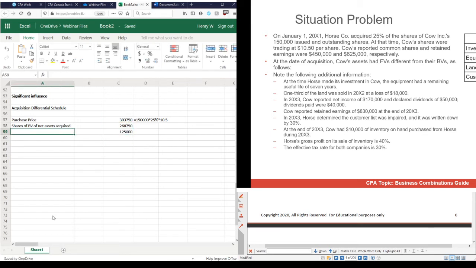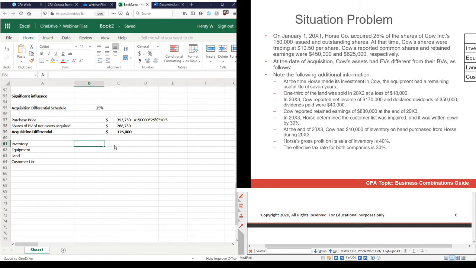So the acquisition differential is 125. Let me just clean up the formatting. You can see the concept is about the same as for a 100% acquisition. So now we're going to do the differential. Inventory, equipment, land, customer list. I'm going to put 25% here, so it's a little easier for me to navigate.